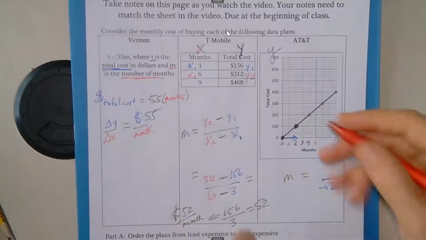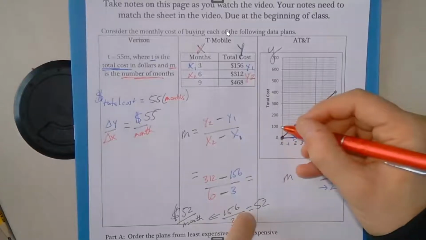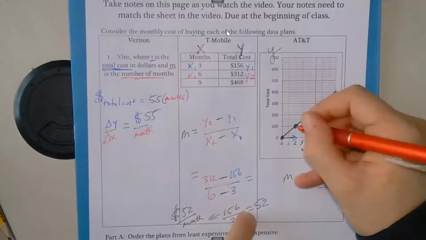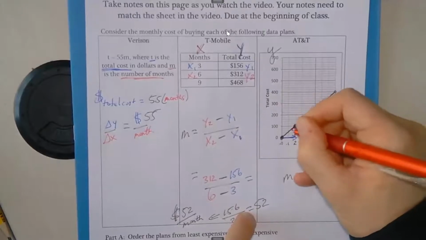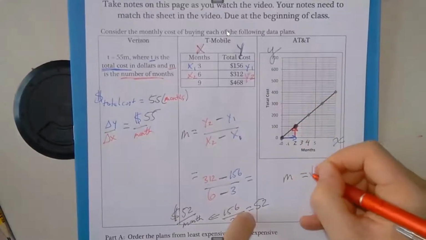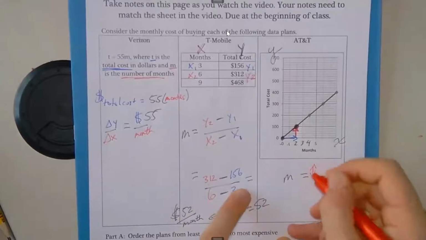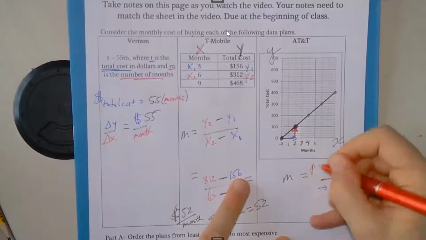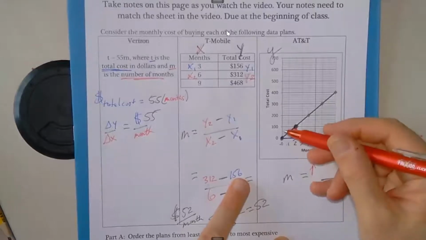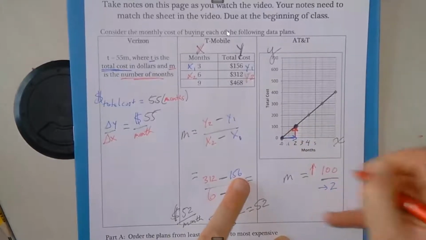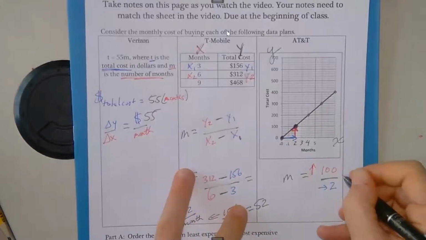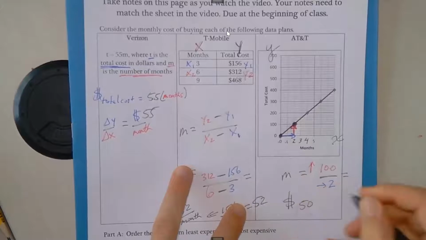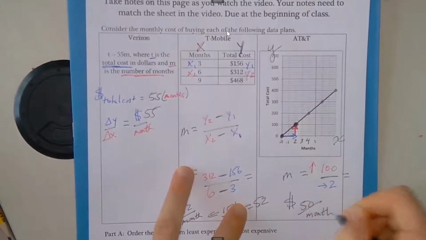Now, how far up is it? Well, it's from y equals 0 to y equals 100. So be careful. The scale is different on X and on Y. So this is up. Make sure you think about whether we're going up or down. In this case, it's up. And how far? From y equals 0 to y equals 100. So it's up 100 units. 100 divided by 2 is 50. So this is $50 per month.